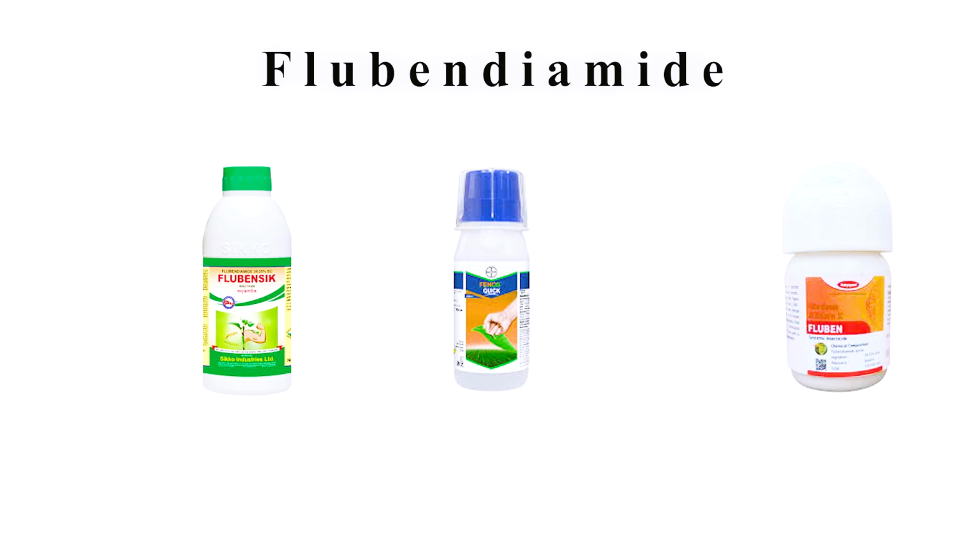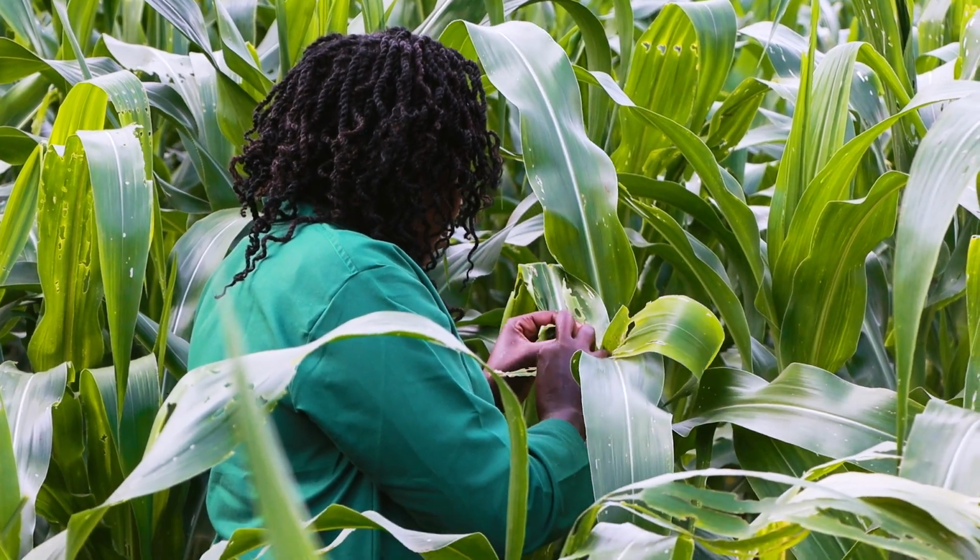So in the video, I have put some examples so you can check for the trade names. And then depending on where you are, a chemical with any of these active ingredients will be helpful to fight the fall armyworm pest in your farm.